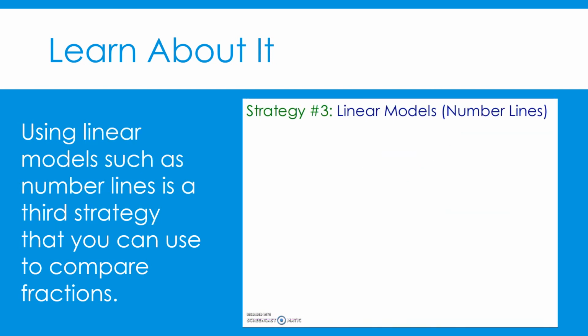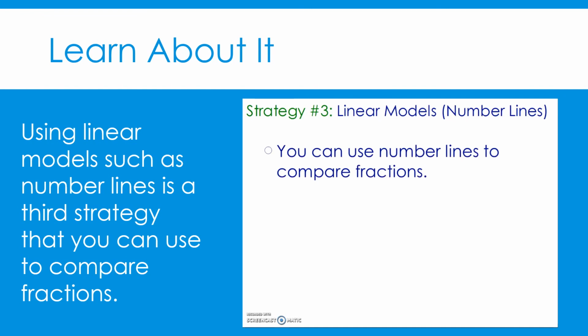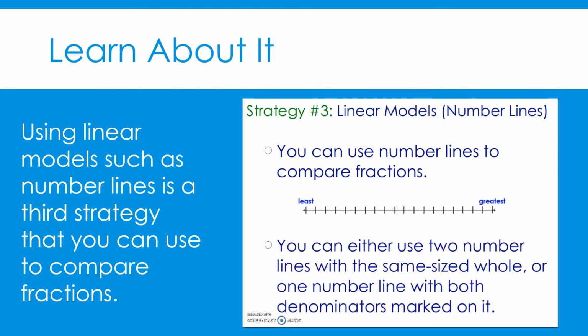Another strategy to compare fractions is to use linear models. Linear models show length. A common linear model is a number line. You can use number lines to compare fractions. On a number line, the numbers or fractions farther to the right are greater, and the numbers or fractions farther to the left are lesser. You can either use two number lines with the same sized whole or one number line with both denominators marked on it. It is important to use the same size number lines when comparing fractions.